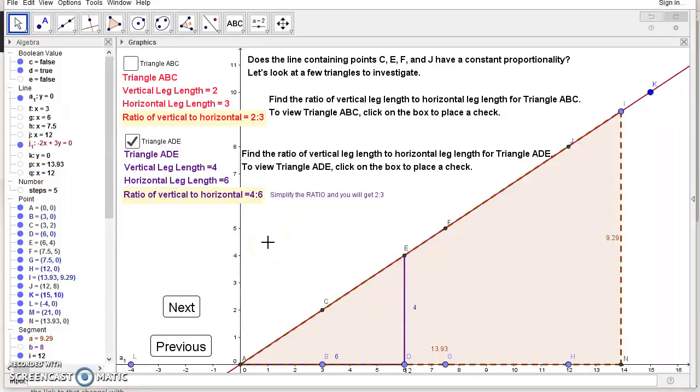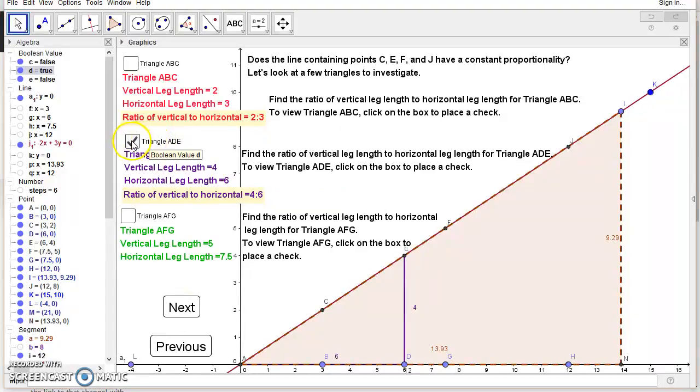Now, simplifying a ratio is similar to simplifying or reducing a fraction. You find a number that can go into both numbers. So what number can go into 4 and 6? Well, they're both even numbers. So 2 can go into 4 and 6. When you divide 4 and 6 by 2, the ratio will reduce to 2:3. So 4:6 simplified is 2:3. Coincidence? I think not.